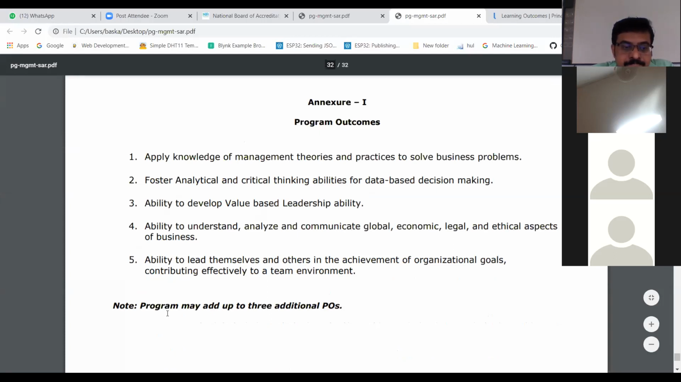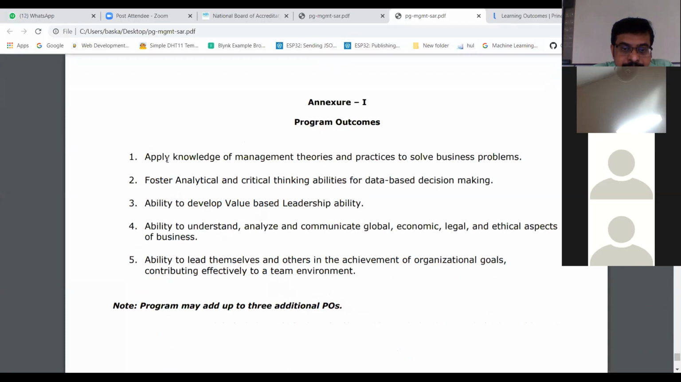In addition to that, the program may add up to 3 additional POs. They have given 5 POs. You are asked to write additionally 3. If you go through the various program outcomes, we are able to understand the depth of the program outcomes, the expected graduate outcomes after the completion of the MBA program. Apply knowledge of management theories and practices to solve business problems. The keyword itself clearly indicates this is K3 level. Therefore, the students should be able to apply the knowledge of management theory and practices to solve real world business problems. Therefore, this is actually third level knowledge, purely the knowledge domain.